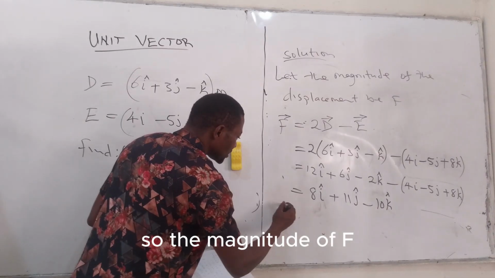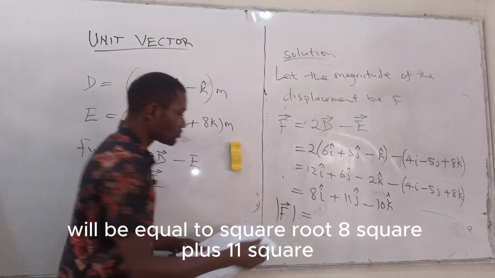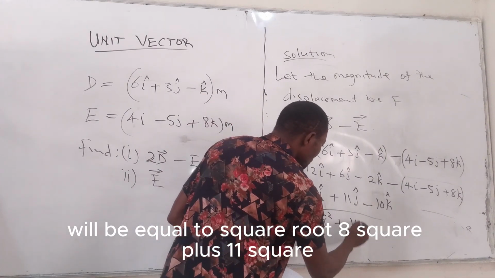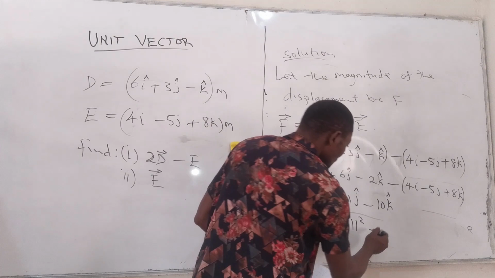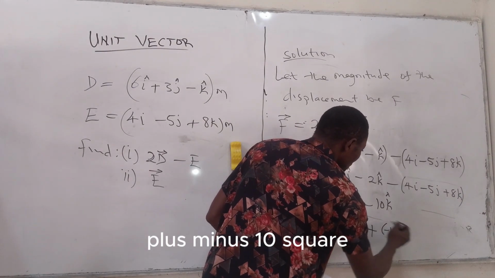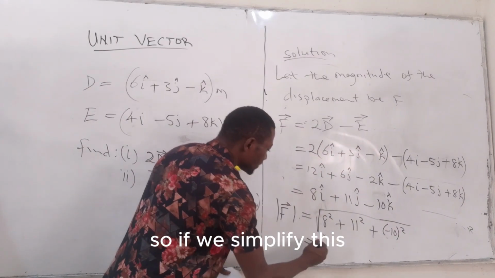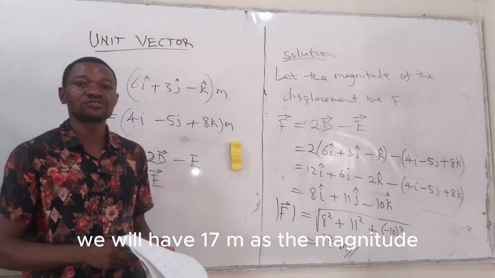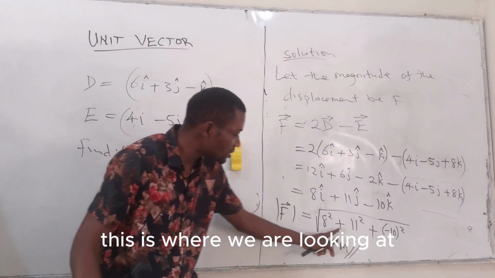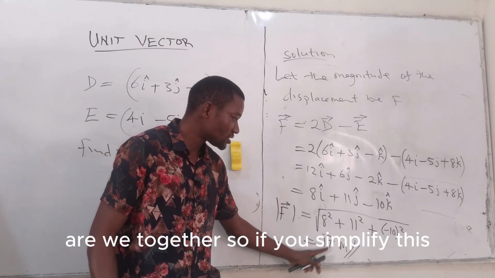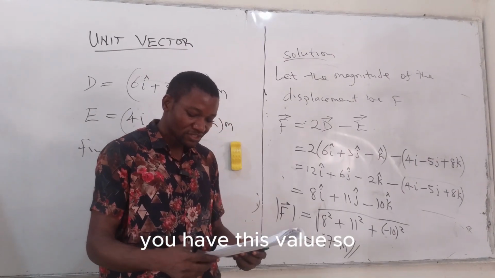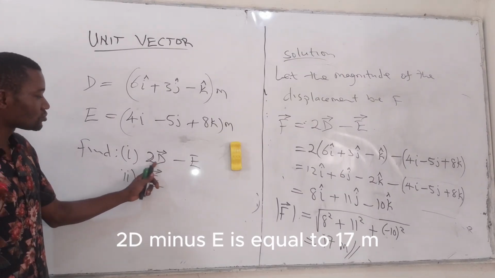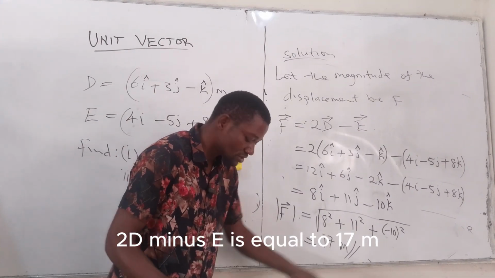So the magnitude of F will be equal to square root of 8 squared plus 11 squared plus minus 10 squared. So if we simplify this, we will have 17 meter as the magnitude. So anytime we say find magnitude, this is what we are looking at. Are we together? So the magnitude of the displacement that we were asked to find, 2d minus E, is equal to 17 m.